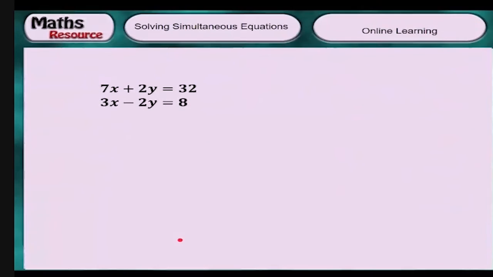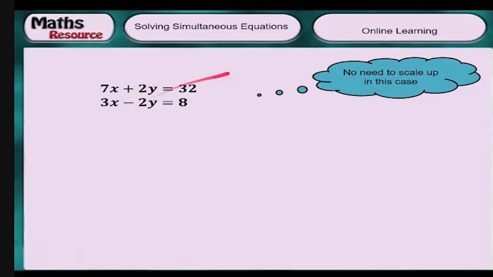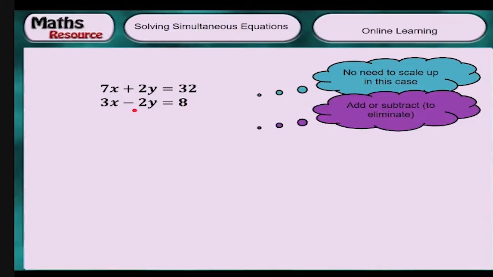Now let's have a look at something different. All right. This time we've got the symbols here that are different. I don't need to scale up in this case because, again, I've got two coefficients that are the same, the two y's. It's the same there as it is there. Now this time, like we said, we've got a plus and a minus. So these signs are different. Okay? So because they're different, we are going to add.